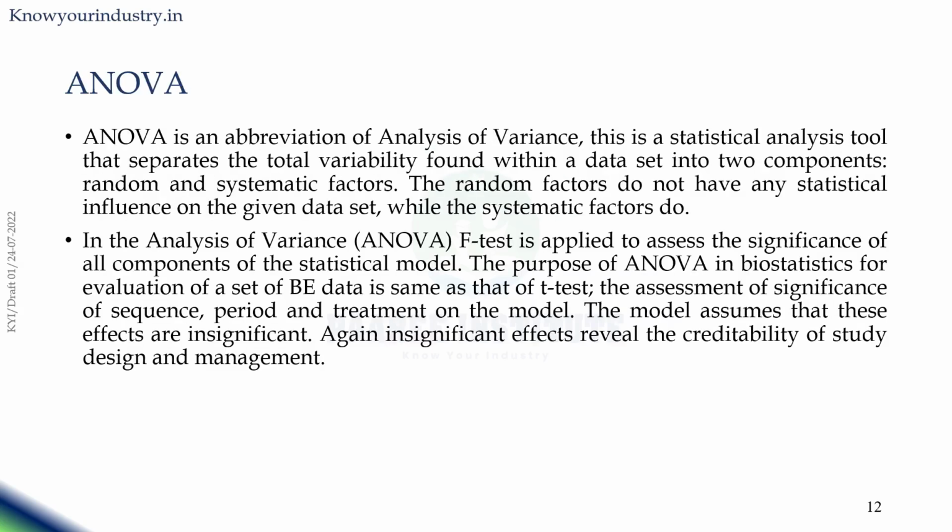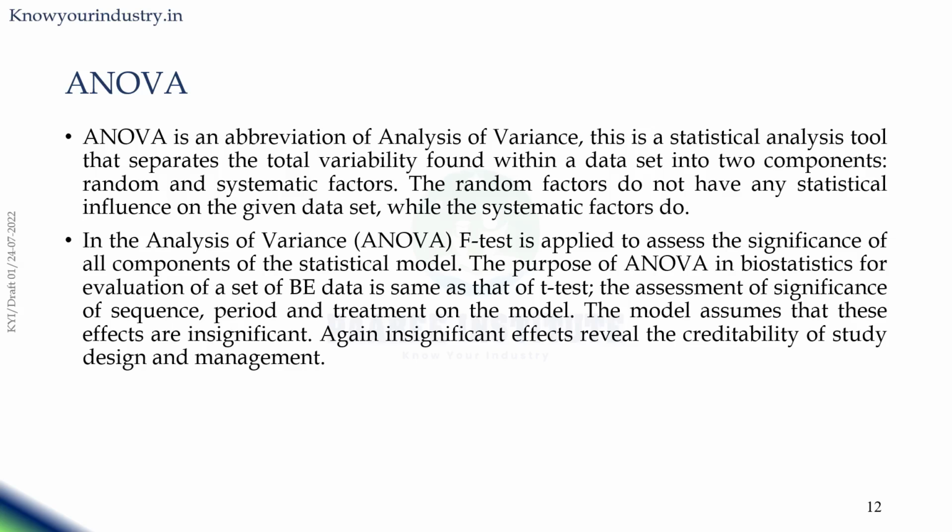ANOVA. ANOVA is an abbreviation of analysis of variance. This is a statistical analysis tool that separates the total variability found within a dataset into two components, that is random and systematic factors. The random factors do not have any statistical influence on the given dataset, while the systematic factors have the influence.